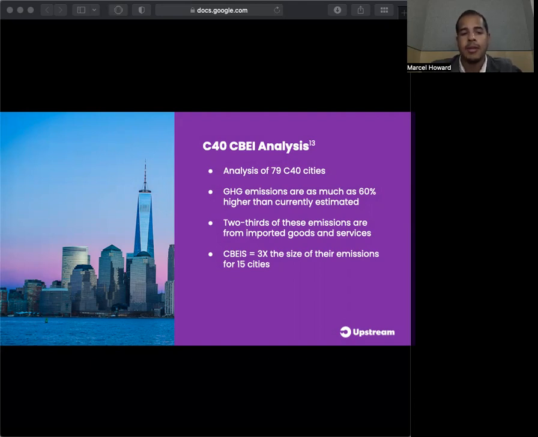The study examined the GHG emissions associated with goods and services imported into the cities, and they found that greenhouse gas emissions generated by the world's greatest cities are as much as 60% higher than currently estimated. They also found that almost 2/3 of these consumption-based emissions are generated in the supply chains of goods and services imported from regions outside of cities. Lastly, 15 cities, mostly in Europe and North America, have consumption-based emissions at least 3 times the size of their emissions calculated using the standard sector-based emissions inventory.